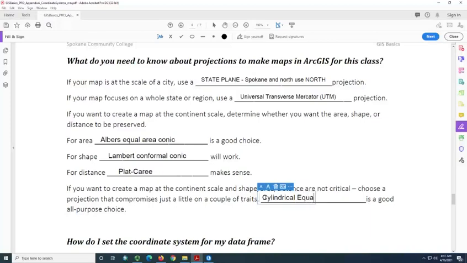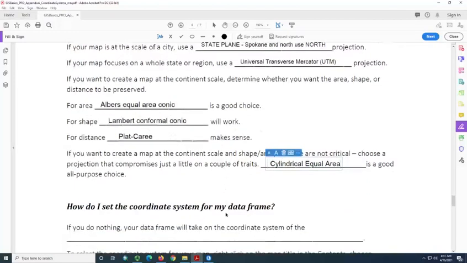So it's like a compromise projection. Sometimes you know what's most critical, and sometimes it's like, well, I don't really want any fudge in any one area, but I can take it in a few, just a little bit.